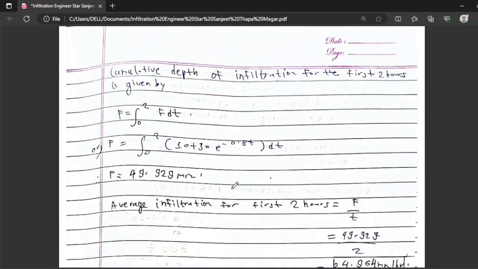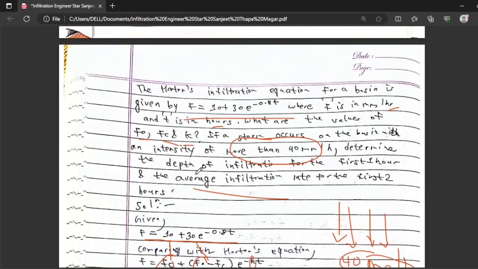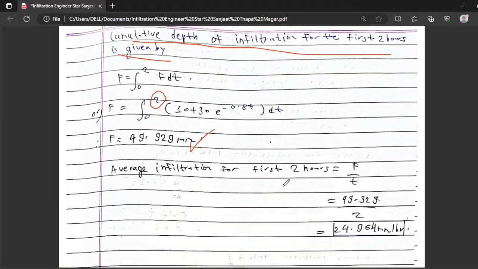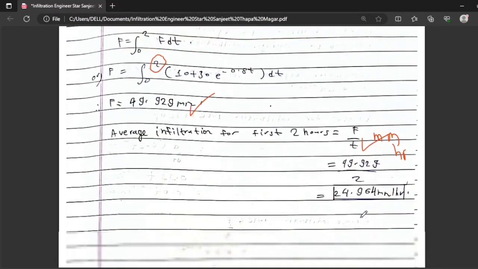And in the other part, the cumulative depth of infiltration for the first 2 hours is given by replacing t with 2, so it will be 49.99 millimeter. But in the question we have to determine the depth of infiltration for the first 1 hour, and for the first 2 hours it has asked to determine the average infiltration. So the average infiltration will be F divided by T, 49.929 millimeter divided by T in hours, that is 24.964 millimeter per hour.